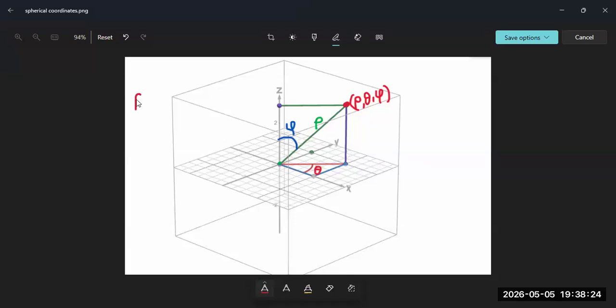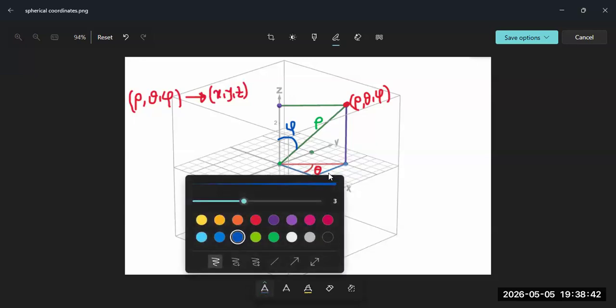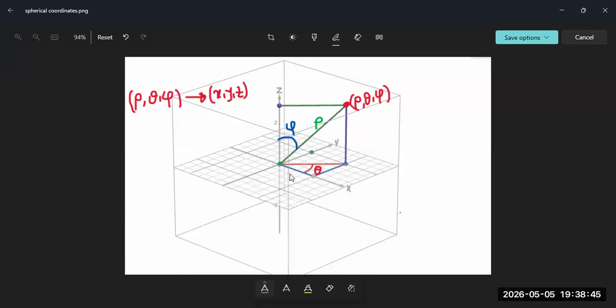So now given quantities are rho, theta, phi, and we want to express this in terms of x comma y comma z. So x comma y comma z, that is, we need to calculate this x value, length in the direction of x, length in the direction of y, and corresponding length in the direction of z. So again, given quantities are rho, theta, and phi.